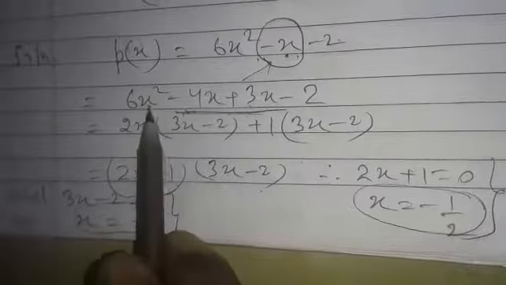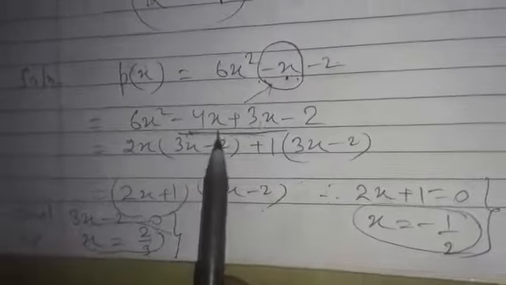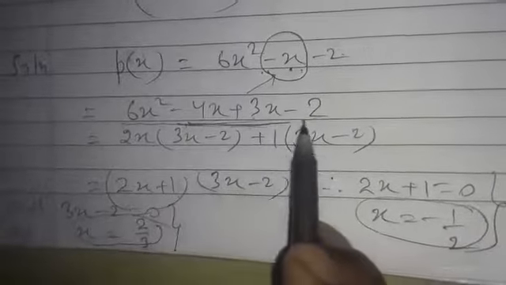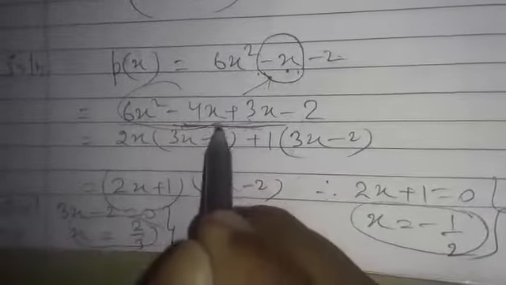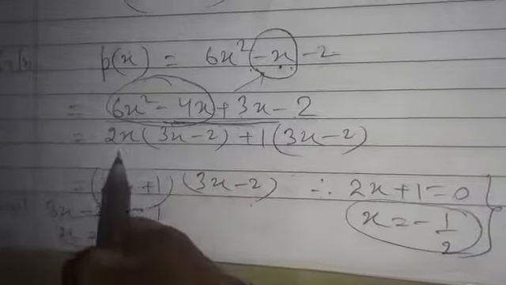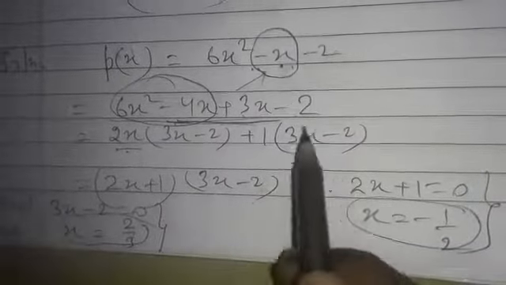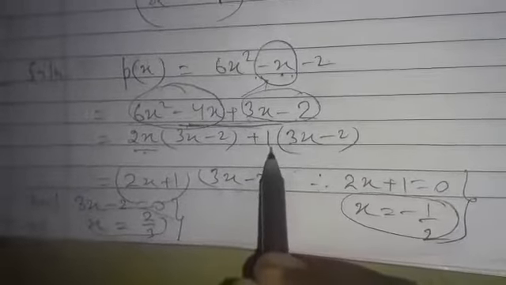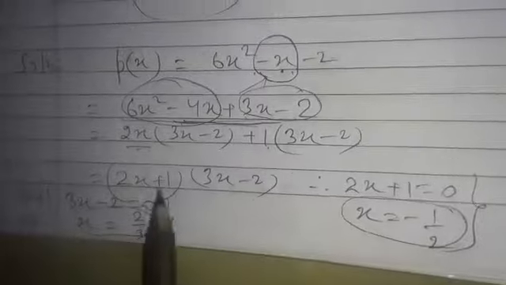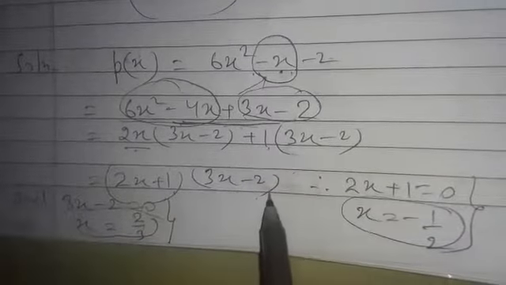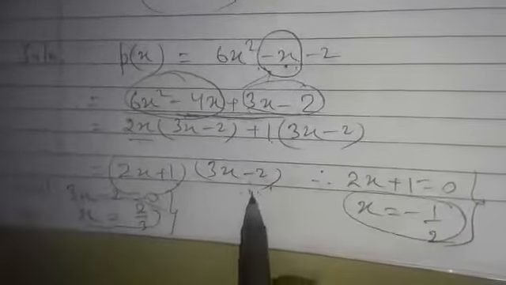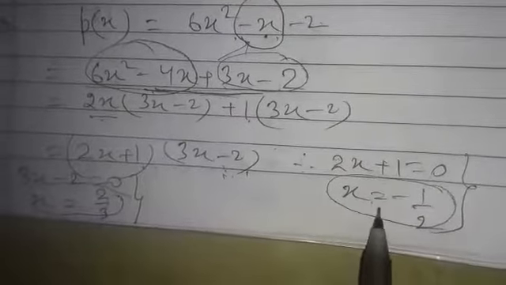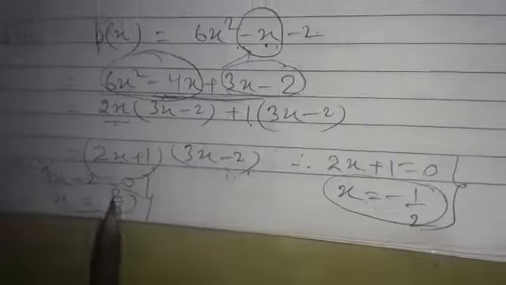Here we have factorized 6x square minus 4x plus 3x minus 2, and then we have taken the common term. In the first two terms we have taken 2x common, and in the last two terms we do not have anything common, so we take the universal factor 1. Then we have two factors, 2x plus 1 and 3x minus 2, and by equating these two factors to 0, we will get two zeros of the given polynomial: x is equal to minus 1 by 2 and x is equal to 2 by 3.